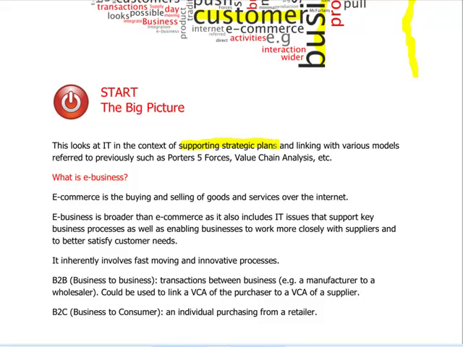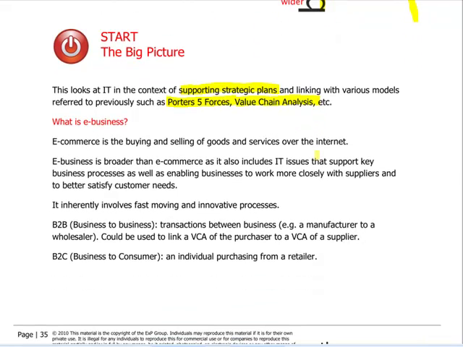Instead, you will need to have an awareness and an understanding of how IT can be used within an organization's strategic plans. So, for example, we will be linking it with models that we've looked at so far in the syllabus. Examples here, Porter's 5 forces, and also the value chain analysis by Michael Porter. Okay, to start with, what I'm going to talk about in this video is an introduction to what we mean by e-business.